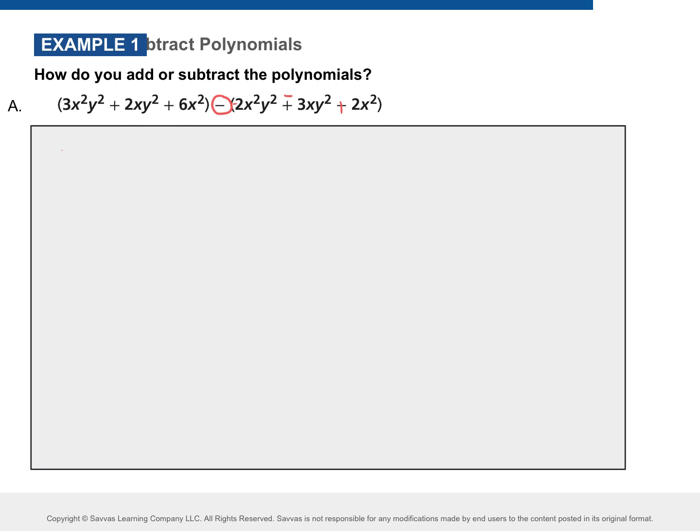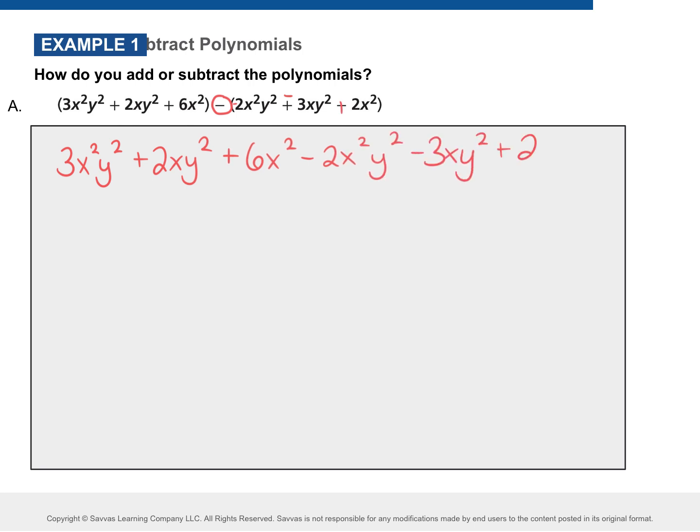Okay, so without parentheses, I have 3x squared y squared plus 2xy squared plus 6x squared, and then minus 2x squared y squared minus 3xy squared plus 2x squared. Again, we have two variables we're looking at. So when you're looking at two variables, there's no such thing as standard form. Okay, so let's just focus on that first one here. What is a like term of 3x squared y squared?